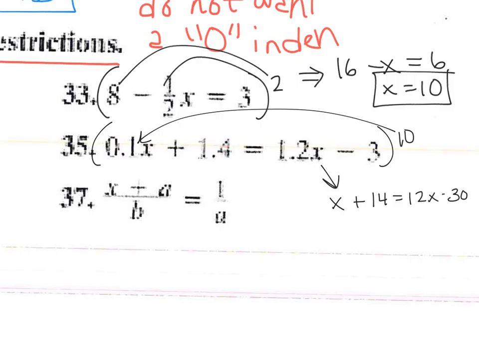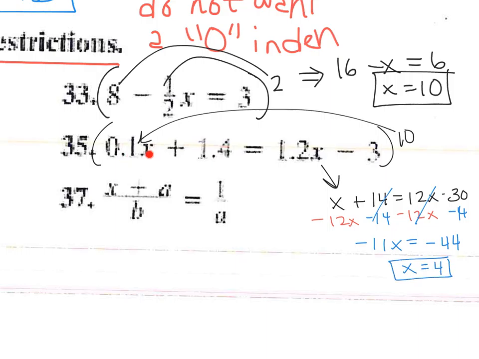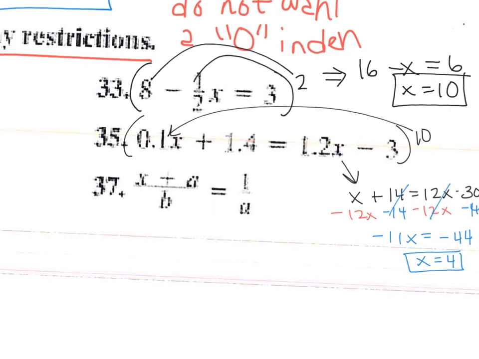So I'm going to get my x's on one side, subtract 14, get my numbers on the other. So this cancels out, negative 13x, negative 11x equals negative 44, so x is 4. I don't have any variables in the denominator ever, so no restrictions so far.